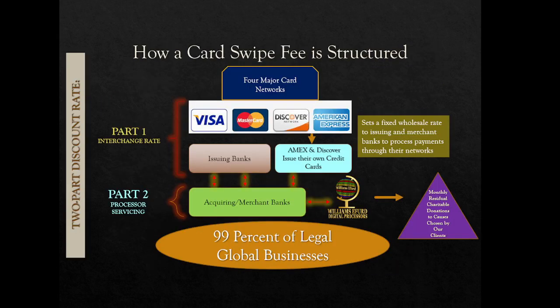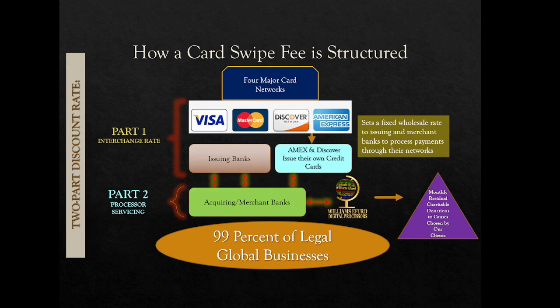Okay. So the first part of the discount rate is established by the four card brands, Visa, MasterCard, American Express, and Discover. Those rates are made public and they are passed through as a wholesale rate to the issuing banks, who then pass it on down to processors like myself and our merchant bank partners. Okay, and then we go ahead and do our processing servicing on it. We facilitate the authorization, authentication, and settlement of that card transaction.